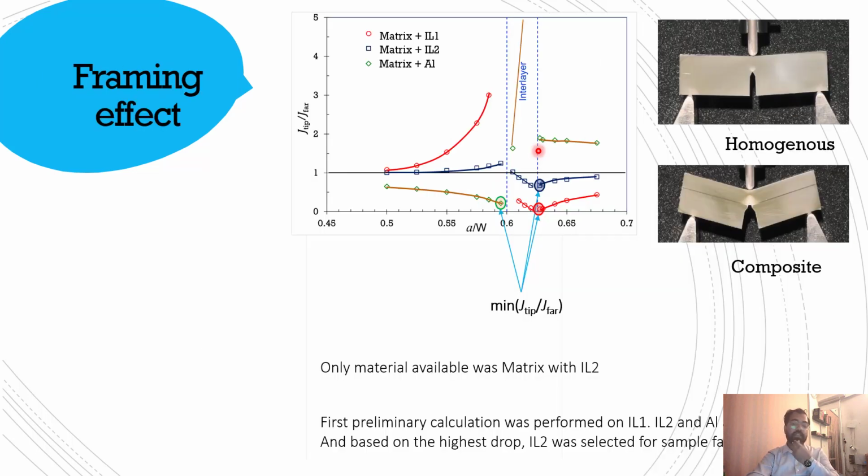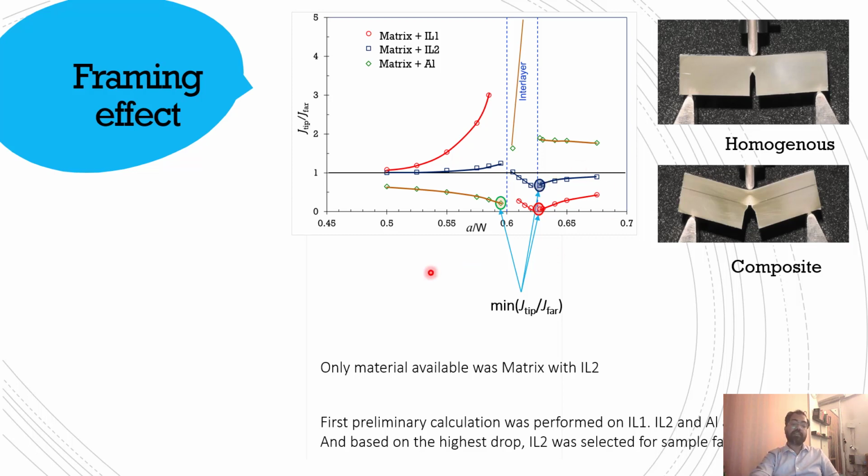Then framing effect is the way you frame a problem. For example, 3 different types of interlayers were checked in a composite, and the fracture toughness was measured, and after that they found that for one particular combination of matrix and interlayer 2, the fracture toughness was maximum. So the value lower means it is maximum.